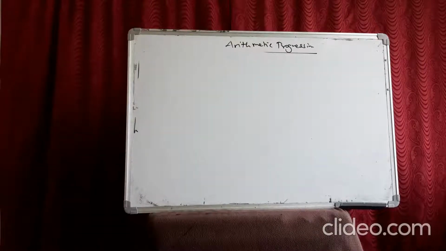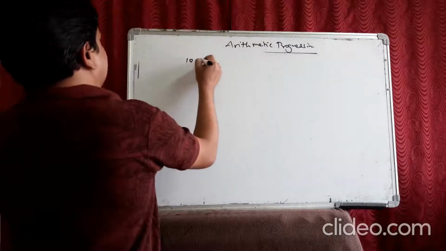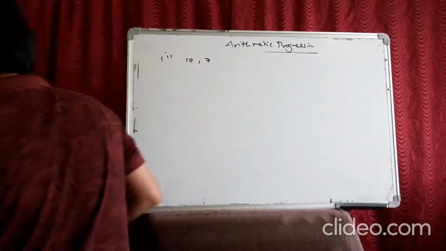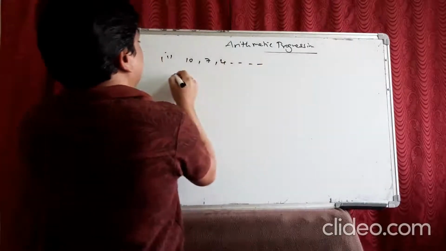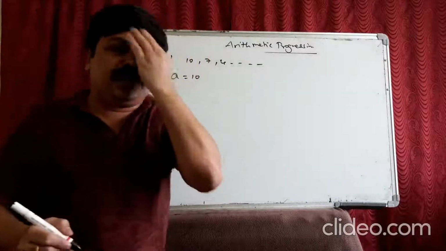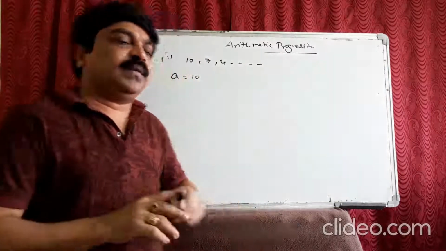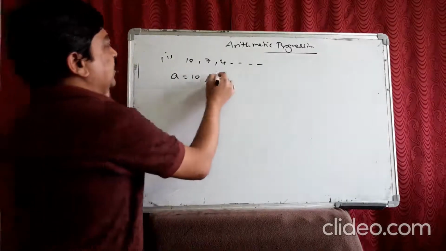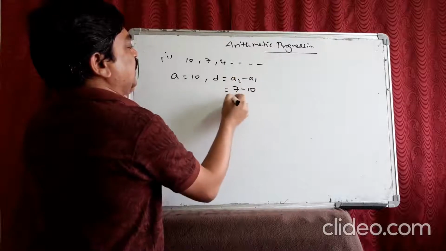So choose the correct choice of the following and justify. 30th term of the AP. You are given 10, 7, 4, and so on, the first question. So a is 10. See, whenever you are doing a problem in AP, always write the values of a and d first. That's very important. What is a here? a is 10. d is a2 minus a1, 7 minus 10, minus 3.